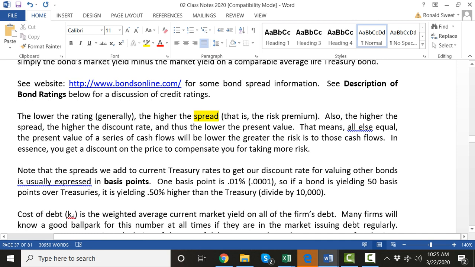The higher the spread, the higher the discount rate. So you should get a lower value for that bond because it's riskier. You should be able to get a lower price for that bond because it's riskier.